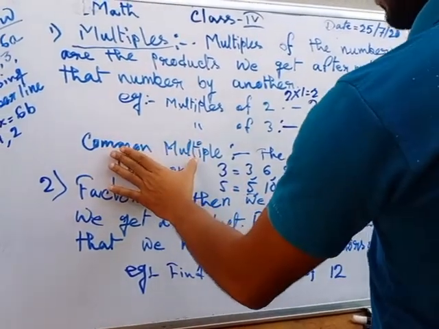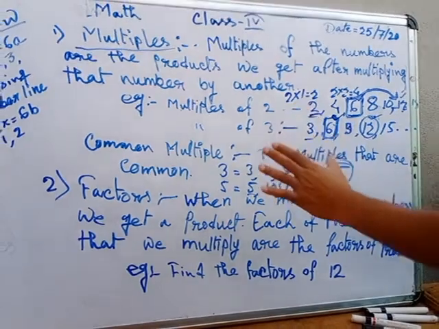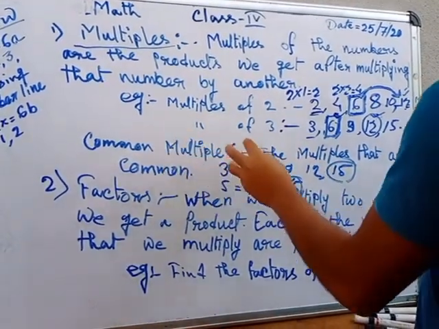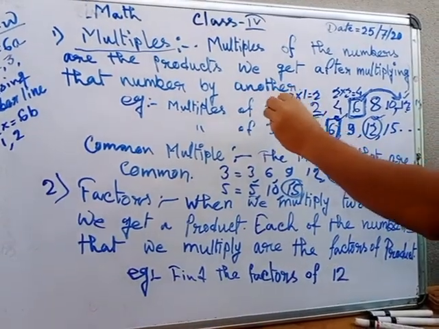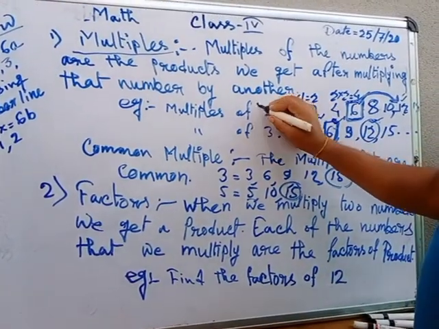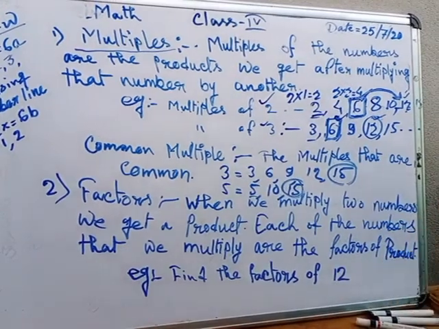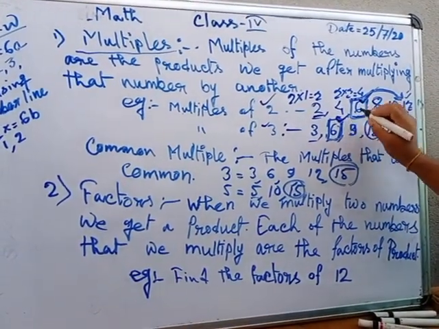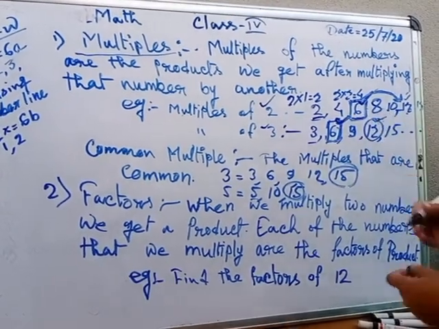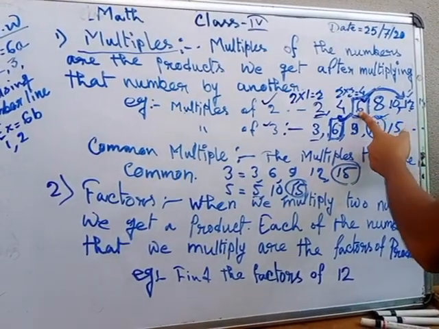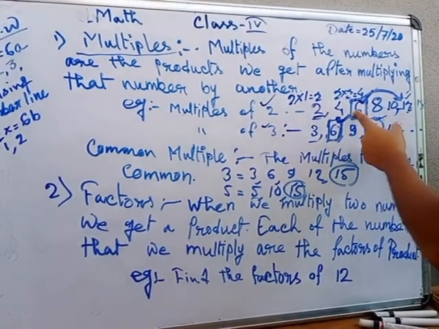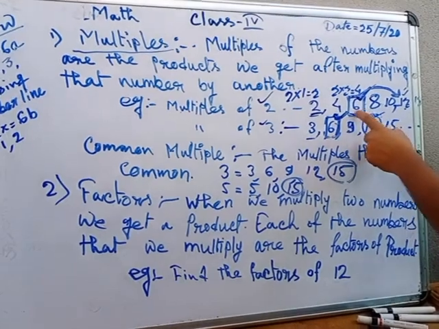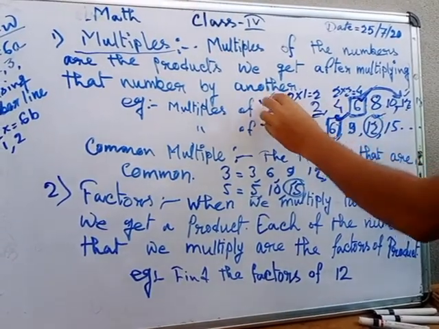So I will tell you again what a common multiple is. Common multiples are the multiples which are common to both. If we find the common multiples of 2 and 3, it is the number we get from both 2 and 3. That means 6. 6 is a multiple of 2 and also of 3, so 6 is a common multiple of 2 and 3.